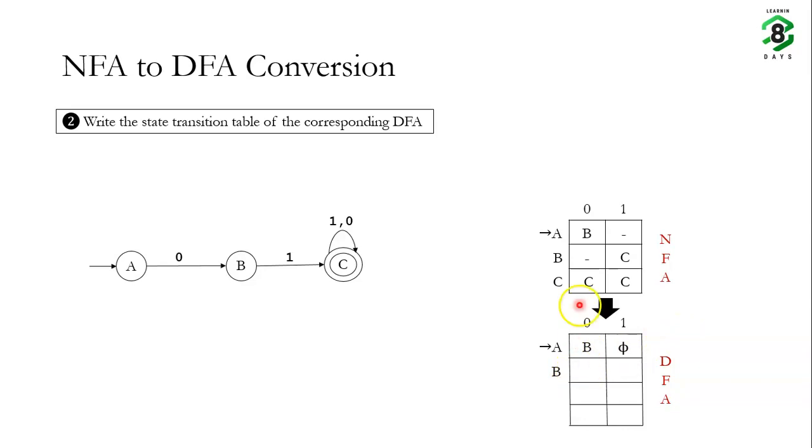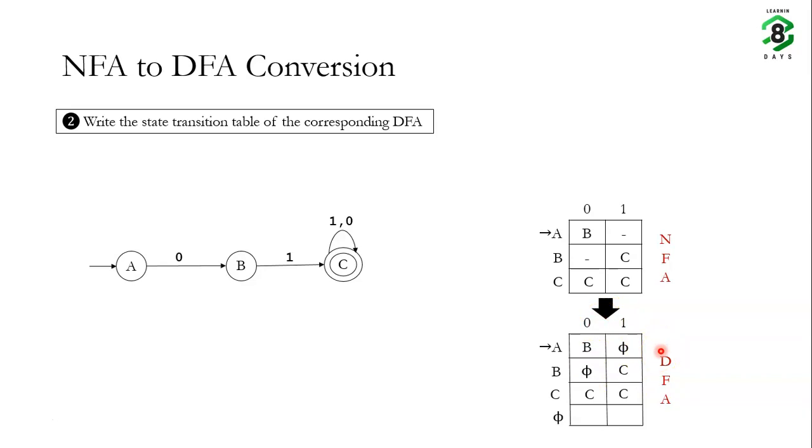Now in state B, again, if you see with input 0, there is no transition in the NFA. So the corresponding DFA will go to our trap state phi. On state B with input 1, the NFA goes to state C. Hence the corresponding DFA will also go to state C. So next is state C. On state C, the NFA always remains in state C irrespective of the input. So the DFA will do the same thing. On input 0, it will remain in state C as well as on input 1.